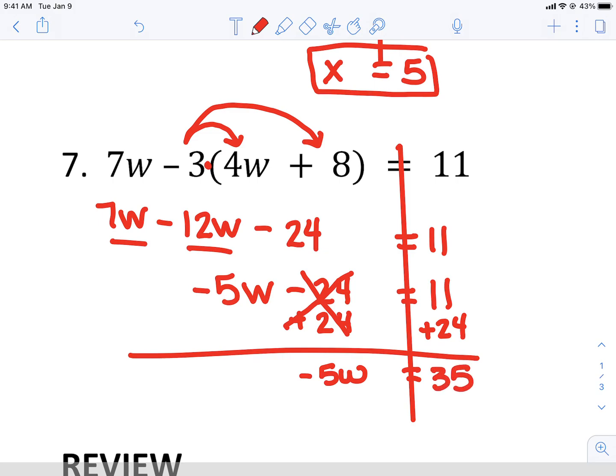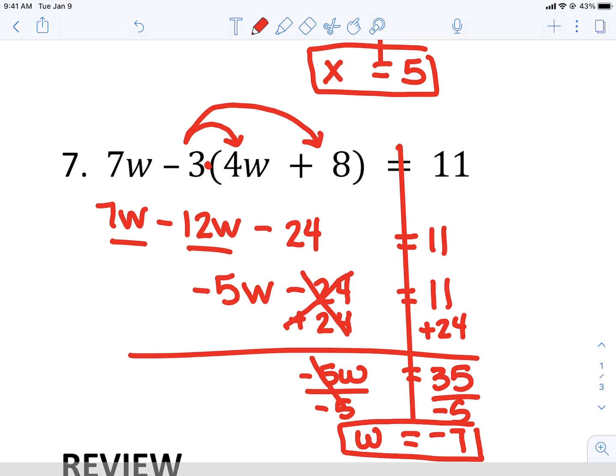The -5 and the w are being multiplied, so the opposite is division. So I divide by the number -5 on both sides. And -5w divided by -5 makes a 1w. And 35 divided by -5 is a -7.